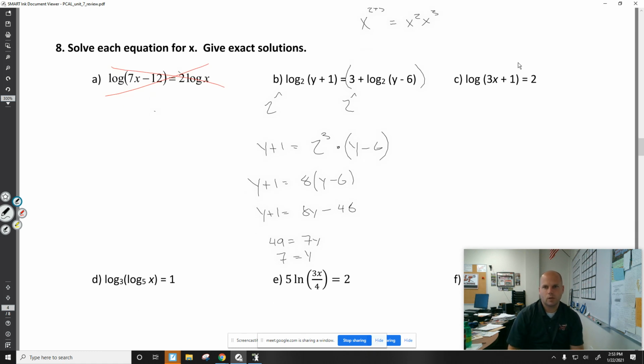All right. Log, that's 10. You can do 10 to a power. 3x plus 1 equals 100, which is 10 squared. Subtract 1, divide by 3. That's nice.